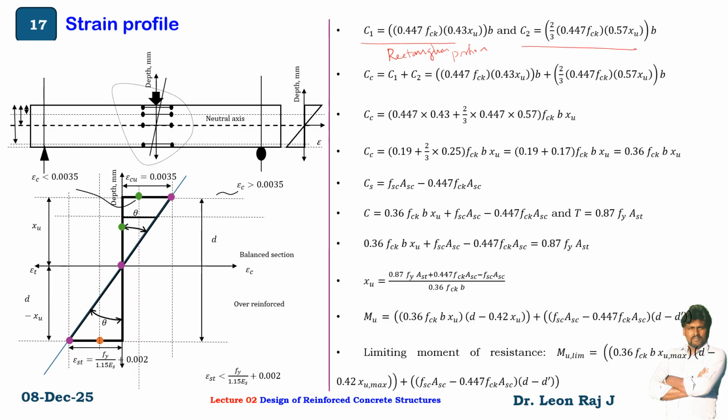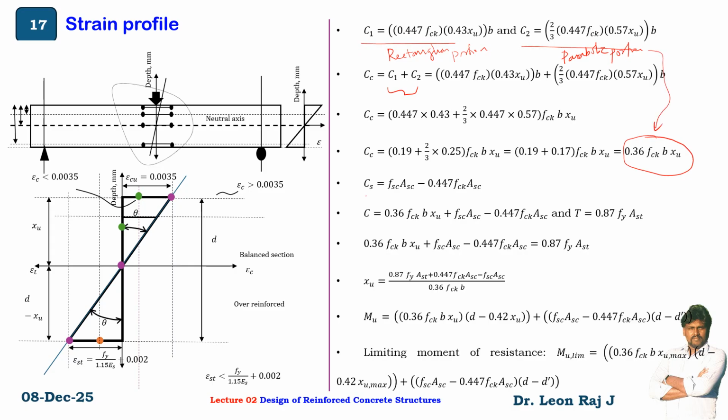This is the rectangular portion, and this is the parabolic portion. So C is C1 plus C2, and you are getting 0.36 fck xu into fck. And the next portion is the force due to the compression steel. So this is the force due to the compression steel, and this is the rectangular and parabolic portion.